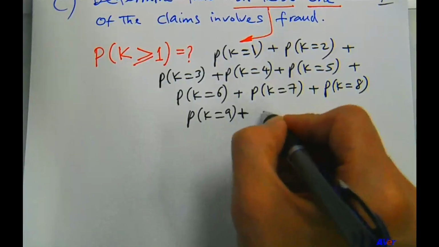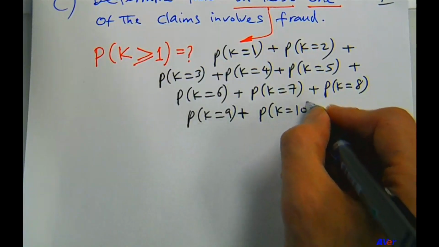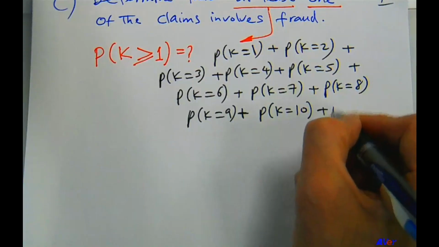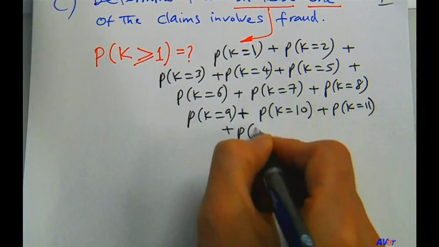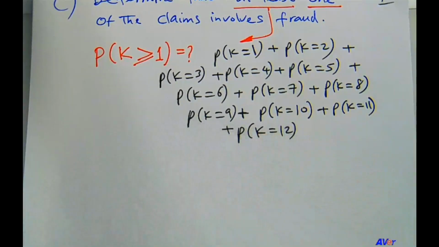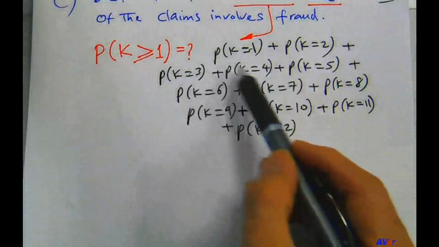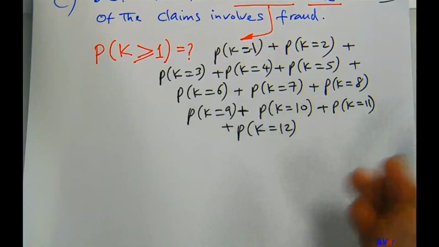If you answer 12, you are right? That's the maximum number of our sample, the sample size, n equals 12. So probability of K equals 11, plus probability of K equals 12. How many calculations is this? 1, 2, 3, 4, 5, 6, 7, 8, 9, 10, 11, all 12, right?